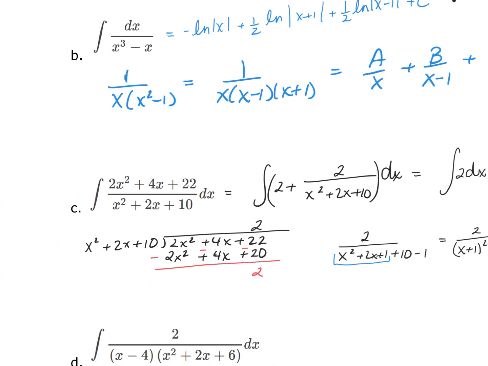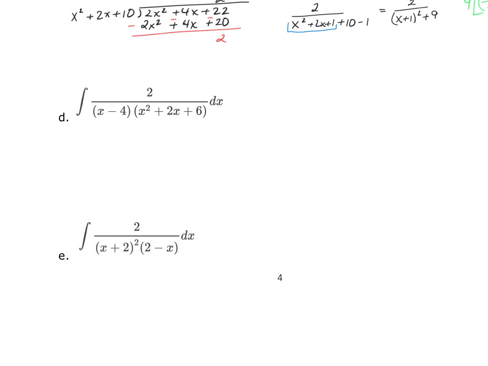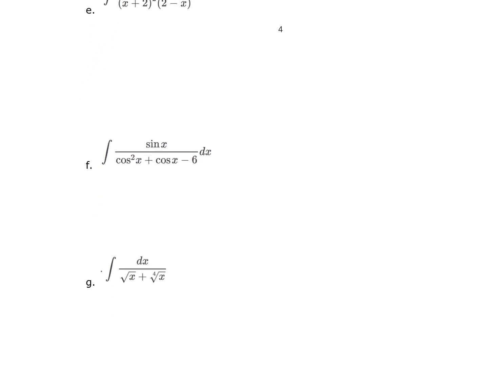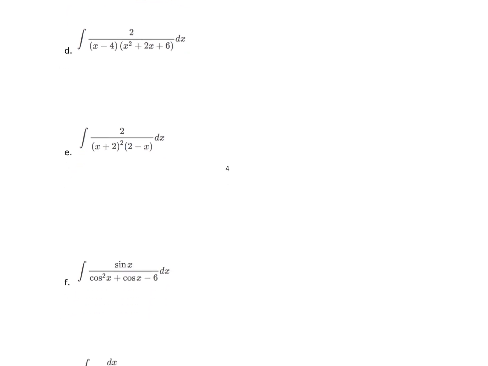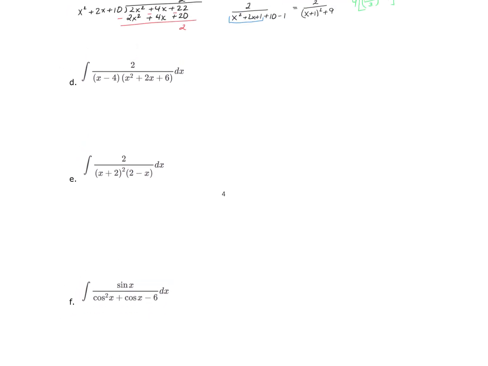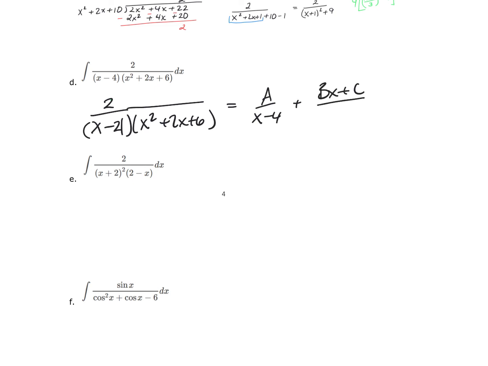All right, so let's take a look at another one that may be of interest. Let me just give you the answers to D and E, and I want to do F. So for D, you're going to take 2 over x minus 2, multiply x minus 4, multiplied by x squared plus 2x plus 6. You're going to have a over x minus 4 plus bx plus c over x squared plus 2x plus 6.